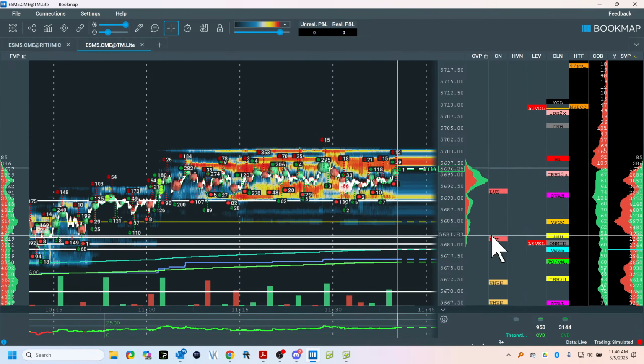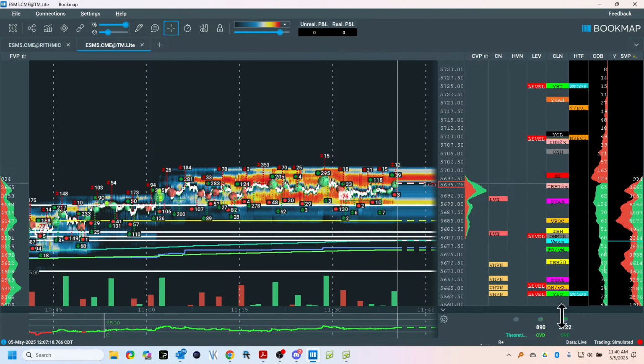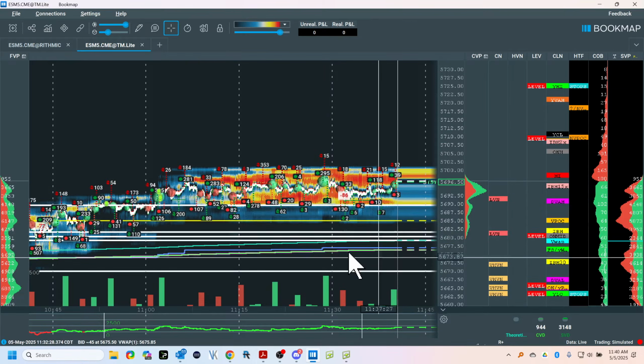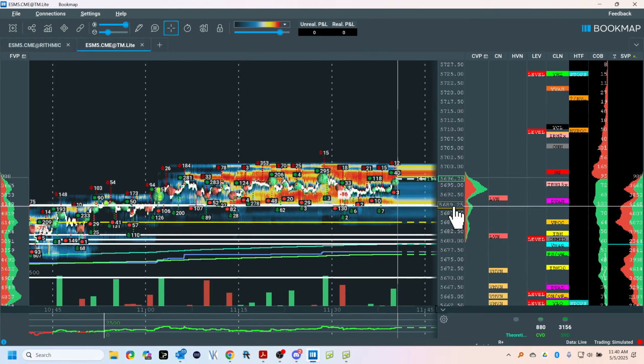I mean, there's some traders in TraderLab that are going to be long down here, and then there's other traders that are going to be just trading shorter rotations. That's where time frame and plan come in.